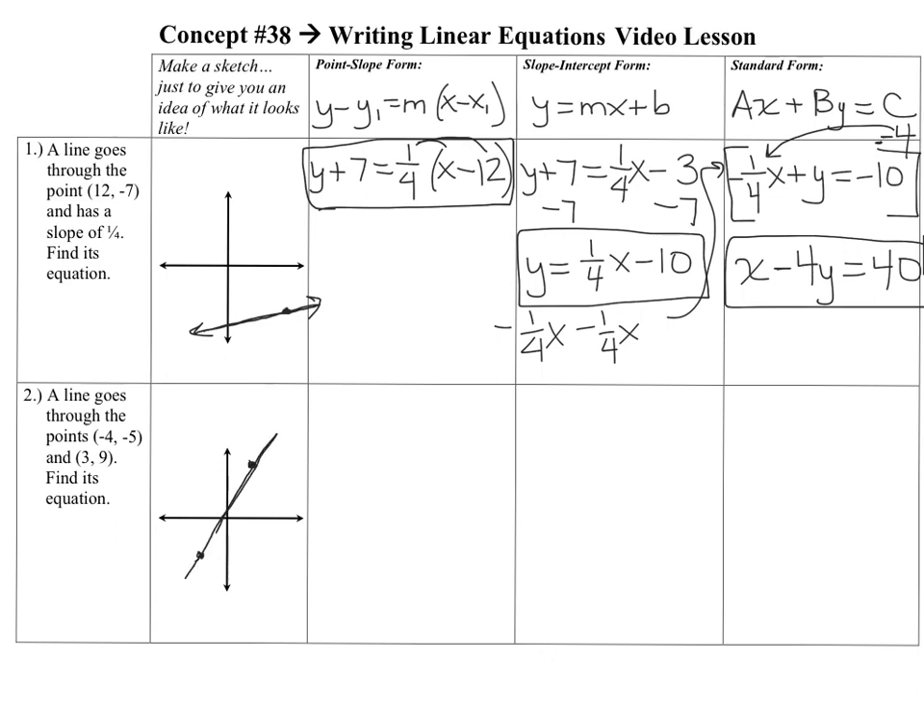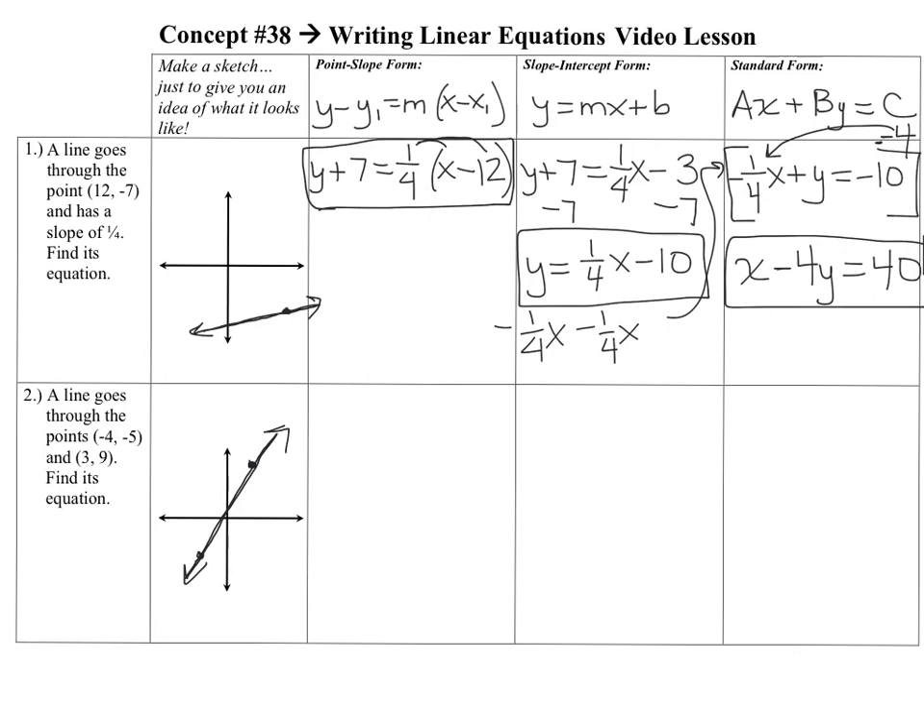So now if you think about this, it looks like my slope is going to be pretty steep. So my slope's probably not going to be a fraction. And then my y-intercept, it looks like it's really close to 0. And if I did a good sketch, it's probably a number a little above 0. It's probably positive.